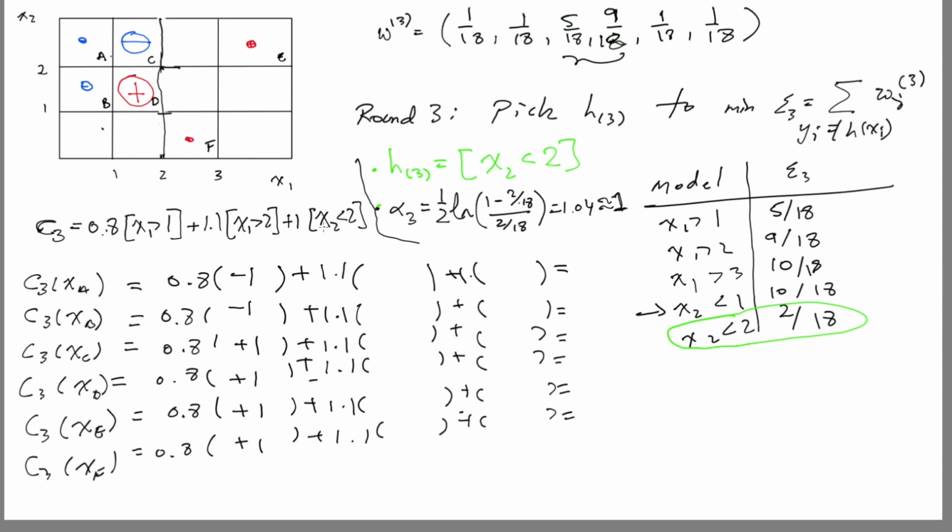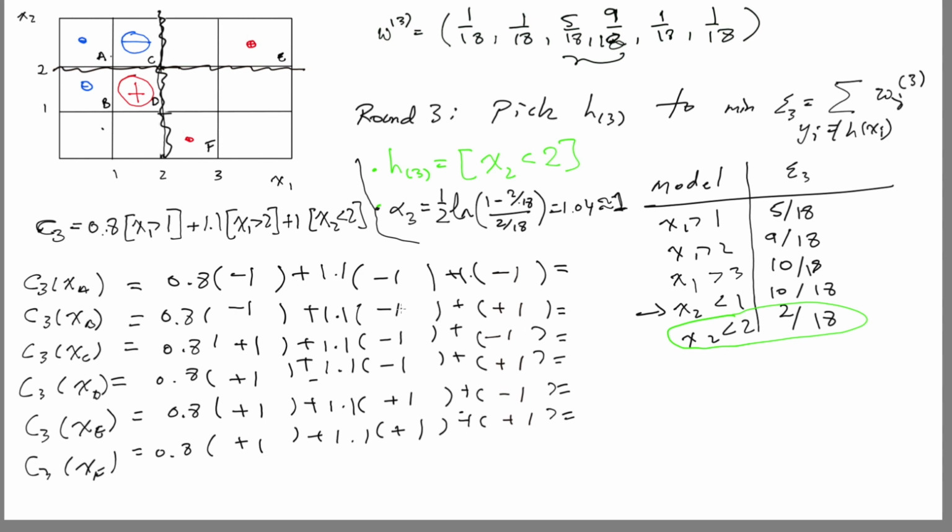What about for x1 bigger than 2, the second model? Well, that's this model, and it classifies everything to the left here as a negative point. And it classifies everything to the right as a positive point. Okay, and finally, what about x2 less than 2? Well, that's this one. So that classifies everything below as a positive and everything above as a negative. So it classifies A, C, and E as negative points, and everything below, so B, D, F, as positive points.